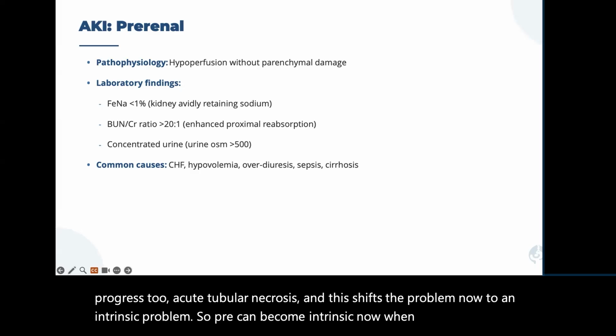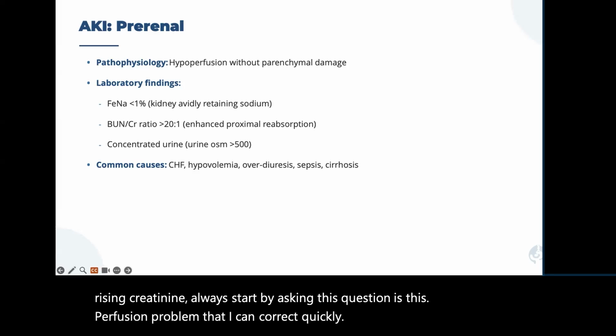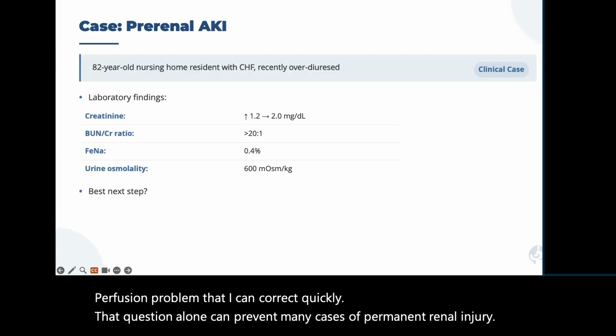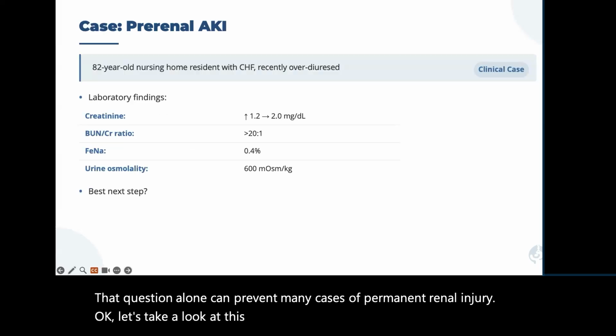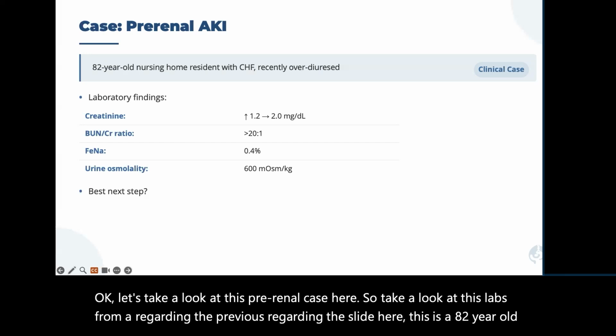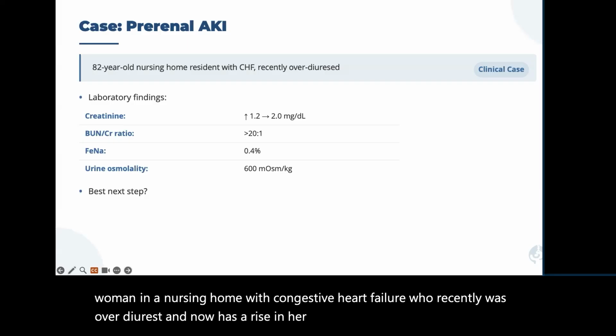Now, when you encounter a rise in creatinine, always start by asking this question. Is this a perfusion problem that I can correct quickly? That question alone can prevent many cases of permanent renal injury. Okay, let's take a look at this prerenal case here. So take a look at the labs regarding the slide here. This is an 82-year-old woman in a nursing home with congestive heart failure who recently was over-diuresed and now has a rise in her creatinine from 1.2 to 2.0.